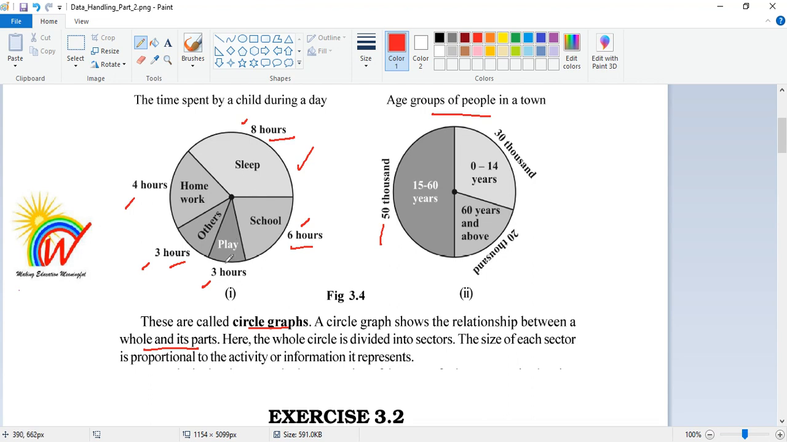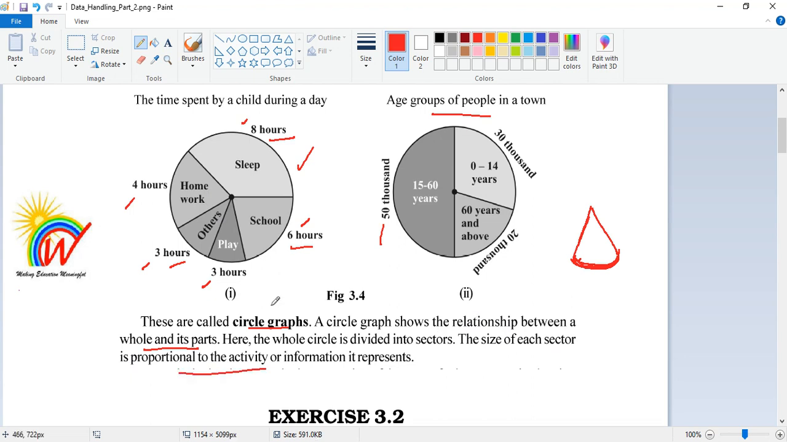The same way, that's why it shows the relationship between the whole and its part. Now here the whole circle is divided into sectors. This kind of shape is called a sector. It has a curved surface at the end, not a straight line. So there are, in the first pie chart, 1, 2, 3, 4, 5 sectors.